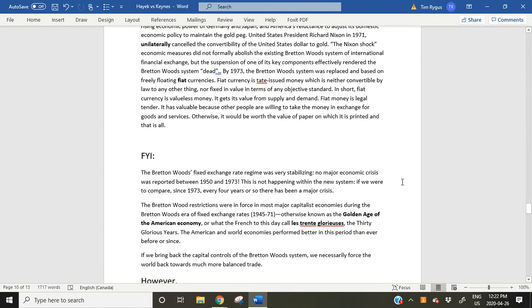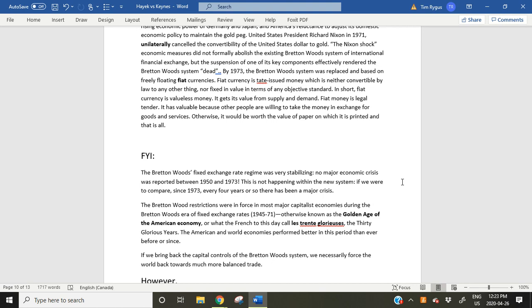Now, during all this Bretton Woods fixed exchange rate regime, the world was very stable. There was no major economic crisis reported between 1950 and 1973. This is not happening within the new system. Every 4 years or so, there's been a major economic crisis. We have seen many in the past couple decades. So the Bretton Woods restrictions were enforced in most major capitalist economies during this era. They call this the golden age of the American economy, 30 glorious years. The American and world economies performed better in this period than ever before or since.